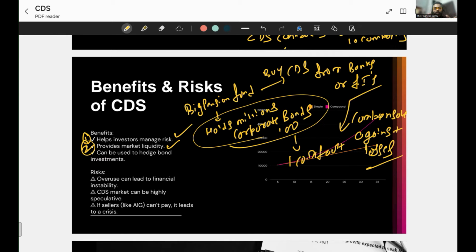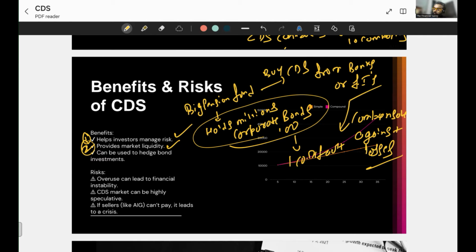What exactly I'm trying to explain here is how it enhances market liquidity: better pricing and more opportunities for the investor, because that bond is quite risky. The investor knows that, which is why he's not able to sell it in the market. So he can buy the CDS, so that in case that risky bond defaults in the future, he can be compensated. The bank will compensate the investor. That's the meaning of enhancing market liquidity.